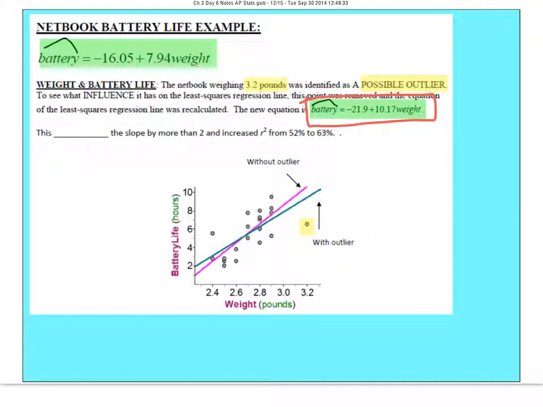If you look at it, the slope went from 7.94 to 10.17. So this increased the slope by more than 2. And it actually increased the r-squared from 52 to 63. So again, notice this outlier is more in the x direction, so it's considered an influential point.